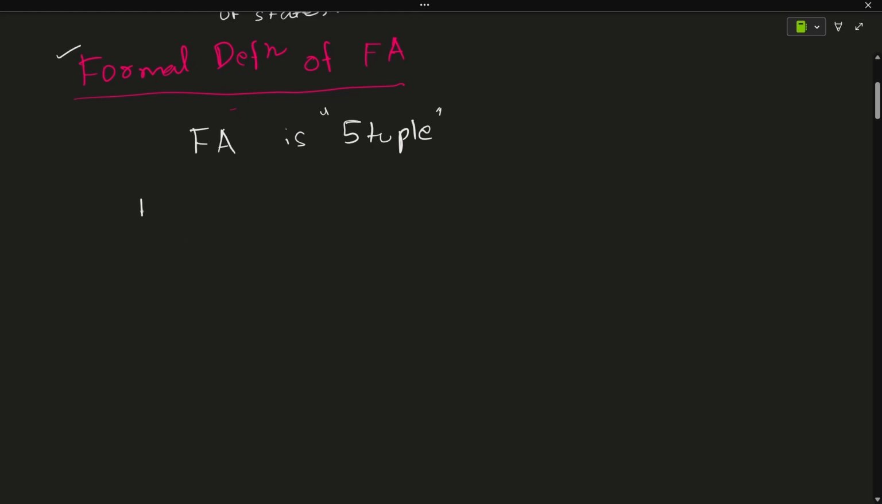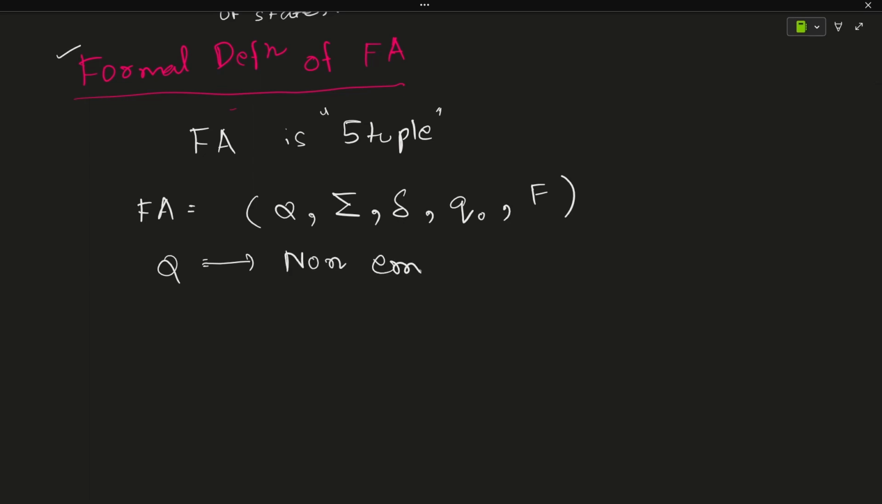So FA, what are the 5-tuple? Q, sigma, delta, q naught, and F. Let's start with Q. What is Q? Q is a non-empty finite set of states.